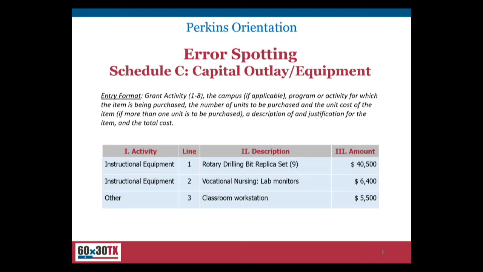Is there more than one? It's pluralized here, so we have to assume that you meant to pluralize it, which means we need to know how many there are. And with the cost of $6,400, chances are each one is not $5,000, which is the requirement for Schedule C. So on the last one, is there a program listed? Is there a description and justification?